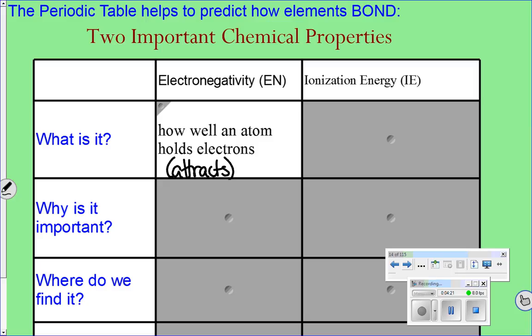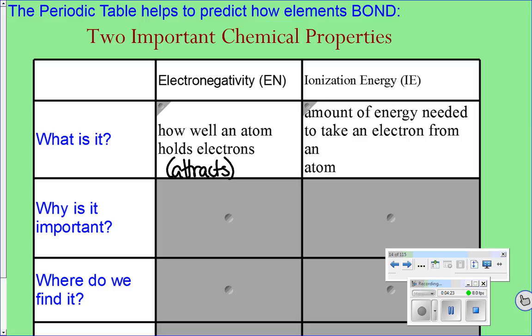I like to think of this as the idea of strength versus ionization energy, the amount of energy needed to take an electron away from an atom. So ionization energy is actually a quantized amount of energy, meaning it's actually measured. Electronegativity is actually a comparative scale. It's a little bit easier to look at the numbers on it, but these two ideas talk about the same thing. How well does an atom hold electrons?